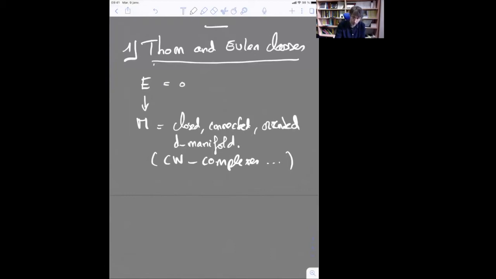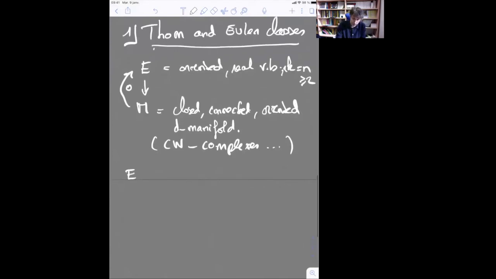E is an oriented real vector bundle of rank n, which will be bigger than 2. So here are the basic data, and since it's a vector bundle, you can speak of the 0 section, which I will denote by 0. And I will finally let E star be E minus the image of the 0 section.